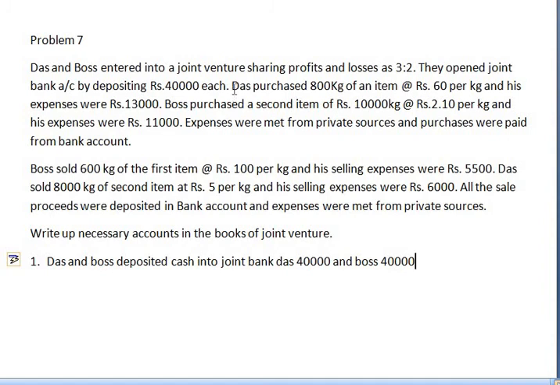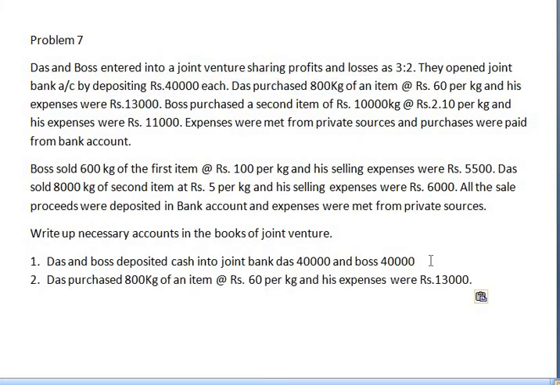Now the next one. Das purchased 800 kg of an item at rupees 60 per kg and his expenses were rupees 13,000. So this is the transaction number 2. So what's the amount? 800 kg of an item, per kg is rupees 60. So 800 multiplied by 60, you will get 48,000 rupees. And his expenses were rupees 13,000. So this is the second transaction.